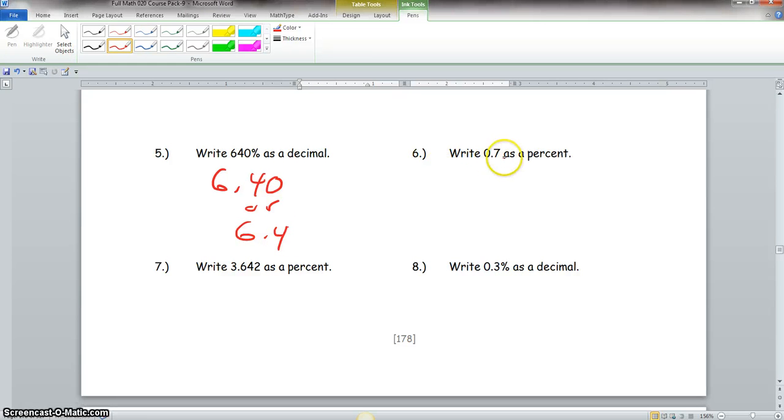Now we go to 6. Write 0.7 as a percent. Now we have to move 0.7 from a decimal to a percent. That means we move to the right. So we move to the right 2 places. That'll be 70%. Now it says write 3.642 as a percent. So we will have to move this to the right 2 places. So it's 364.2%. And finally, write 0.3% as a decimal. You move to the left 2 places, it's 0.003. And that's it for that problem.